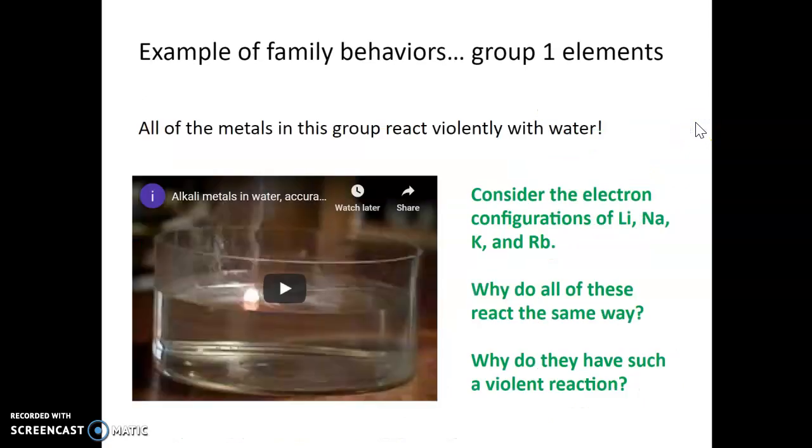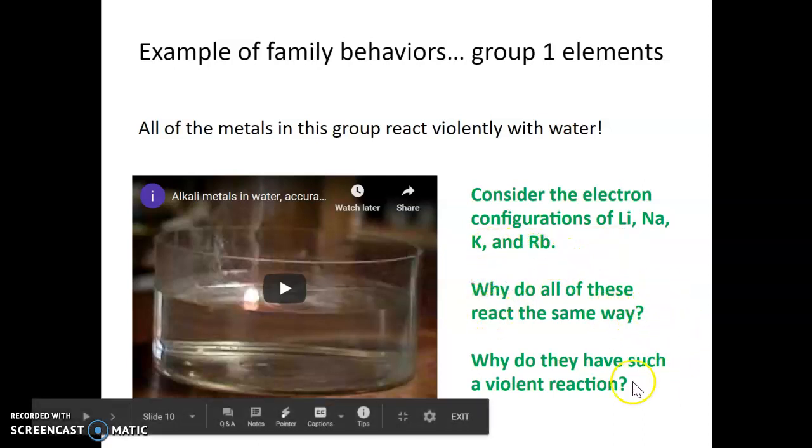So here's my favorite example because it involves explosions. All the metals in the first group, so the alkali metals, they all react violently with water. So while you watch this video, I want you to think about a couple things. Consider the electron configurations of lithium, sodium, potassium, and rubidium. Why do you think these all react the same way? And why do you think they have such a violent reaction?